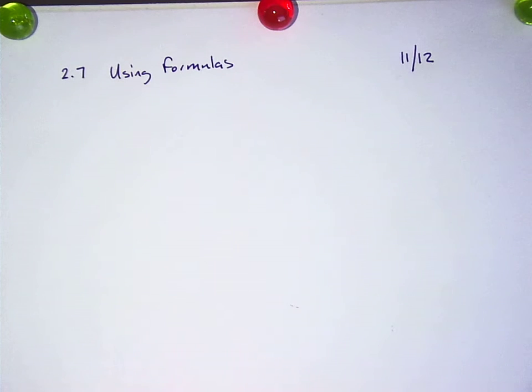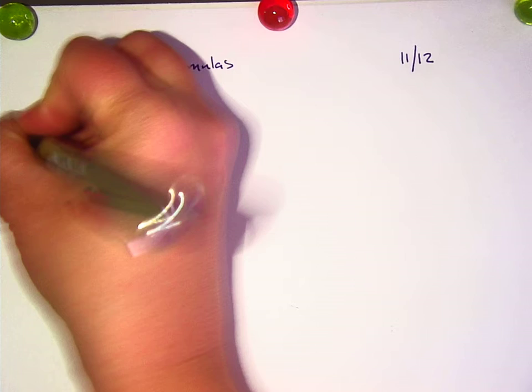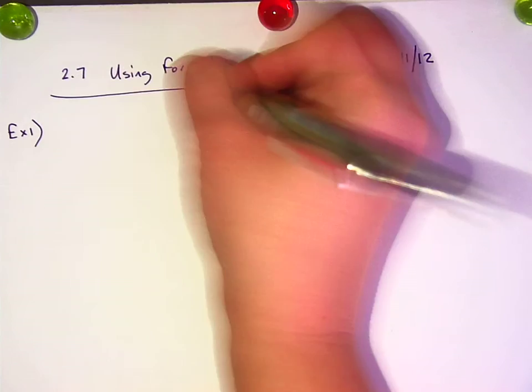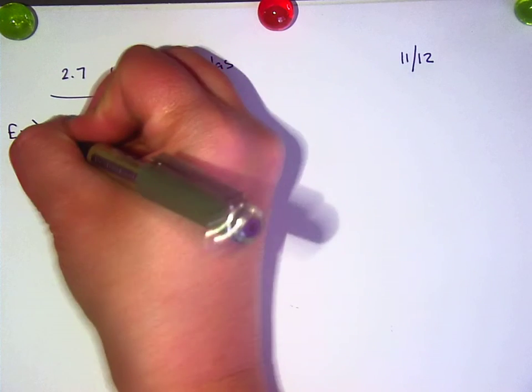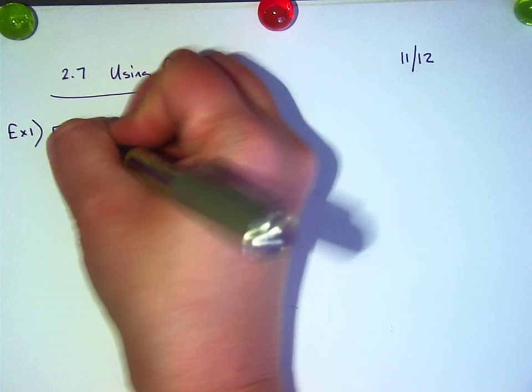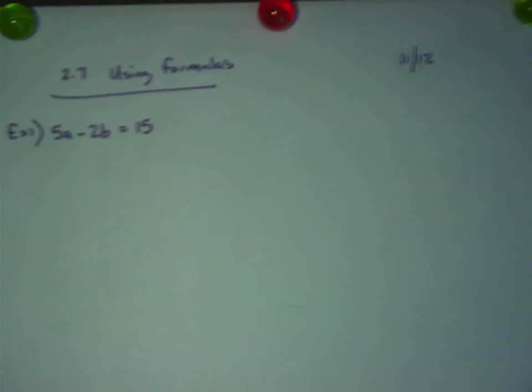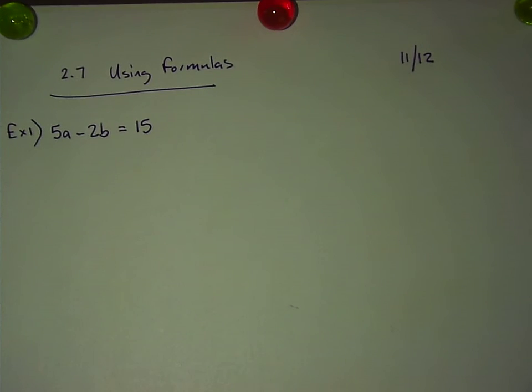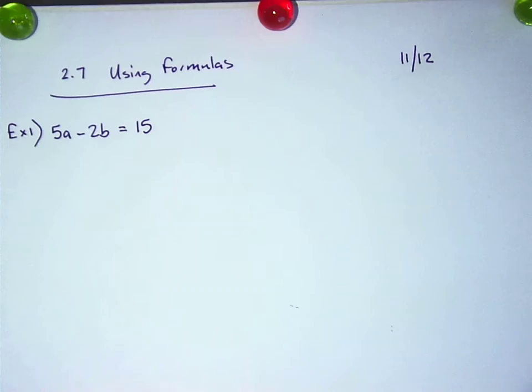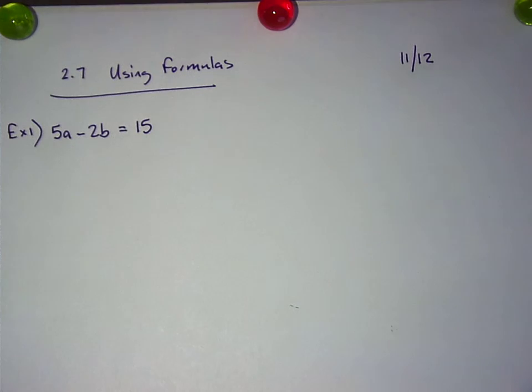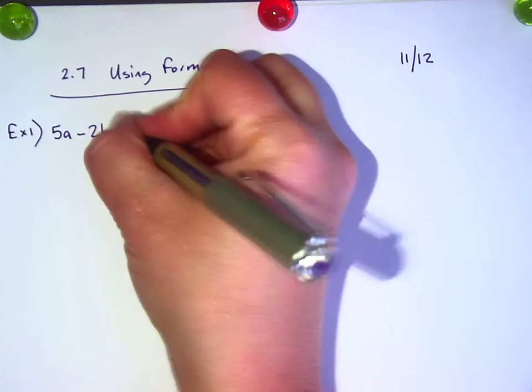Okay, so example 1. Everybody write down 5a minus 2b equals 15. All right, you see how this equation has an a and a b in it? So when you solve for a or b, you're not going to get a number, like 5 or something. You'll have almost a formula on the other side. It's just getting it very conveniently on one side.